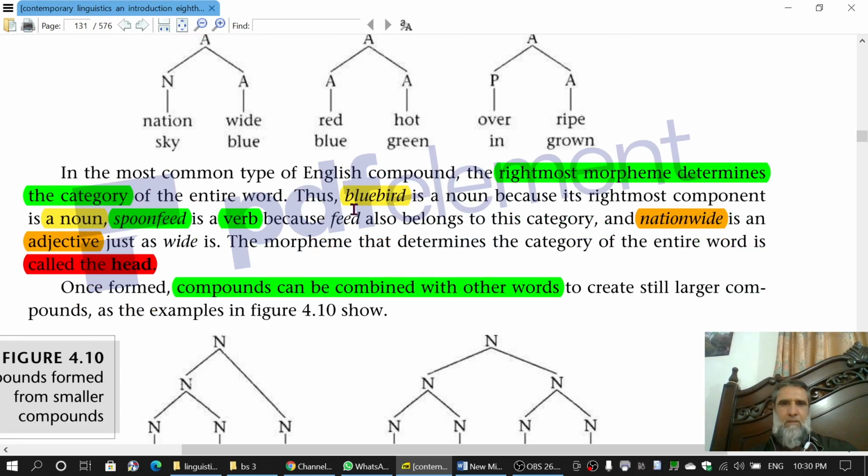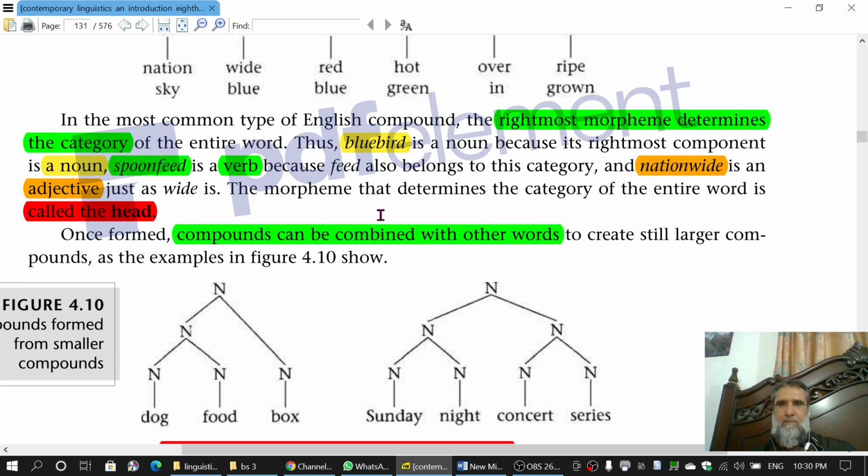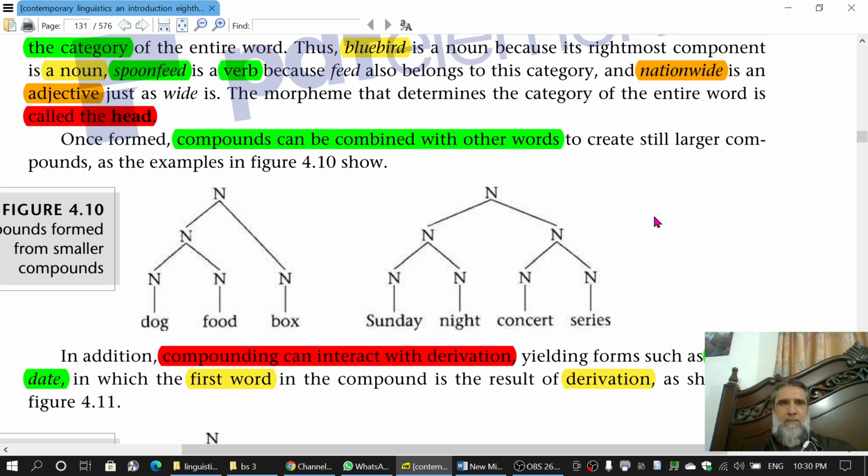Therefore, bluebird, for example, bird is a noun, therefore it would be a noun. In spoon feed, feed is a verb, because spoon feed ends with feed, which is a verb. In nationwide, nation is a noun, wide is an adjective, therefore it is an adjective. The rightmost morpheme is deciding which category it belongs to, and this rightmost, which decides the category, is referred to as the head of the word.